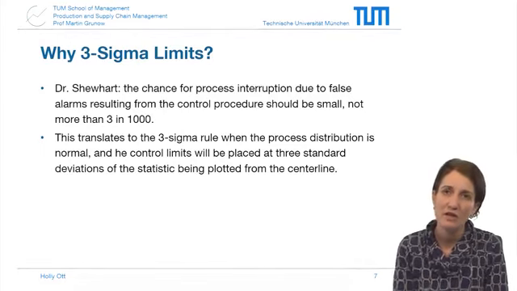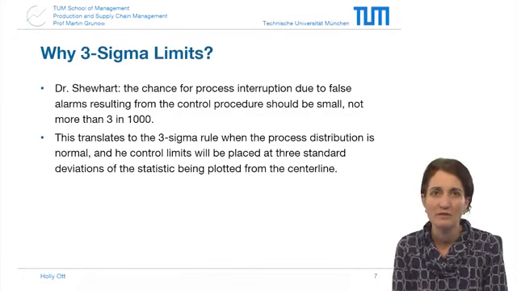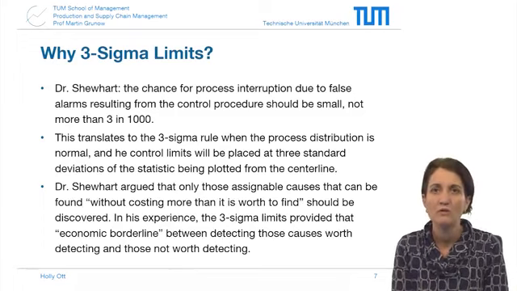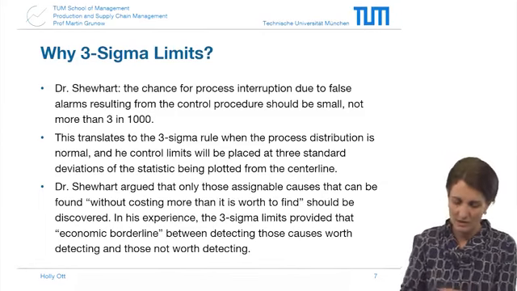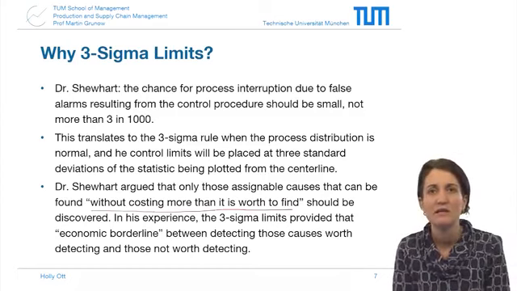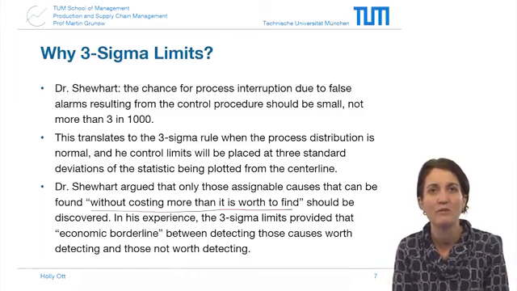So false alarms cost money because you may end up having your process stopped. So therefore, Dr. Shewhart argued that only assignable causes that can be found without costing more than it is worth to find should be discovered. And in his experience, the 3 sigma limits provided a good economic borderline.